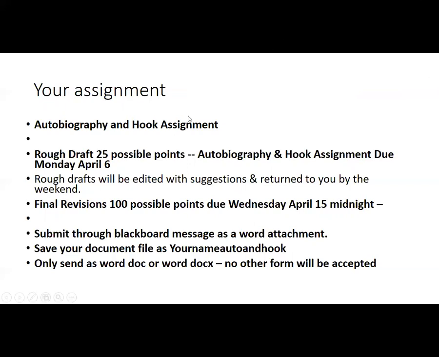So the rough draft of your autobiography and the hook assignment, which by the way will be in the same folder, is due on Monday, April 6th by midnight. Then I'm going to look at them, edit them, and return them to you with suggestions. I'll get them to you by the weekend. I have a whole lot of other stuff to grade that week, so I'll get to them as quickly as I can, but I think I have like 100 other things to grade.